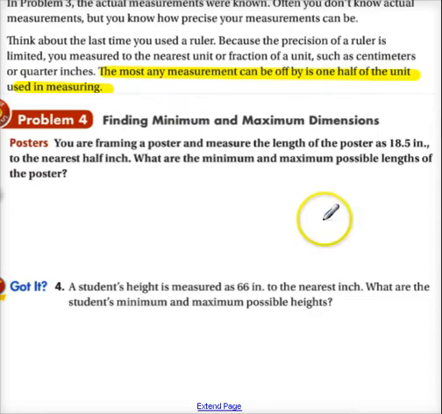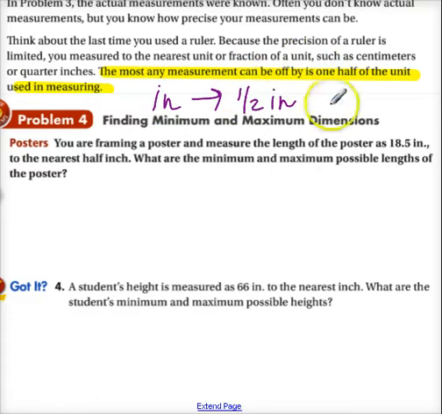All right, 2 more examples in our lesson. Finding minimum and maximum dimensions. So when we measure, when we use rulers, tape measures, there's always a chance that we can have human error and measure incorrectly. So the most any measurement should be off by is half of the unit that you're using. So if I'm measuring something in inches, I can be about half an inch off. Okay, so half of whatever the unit is you're measuring in.